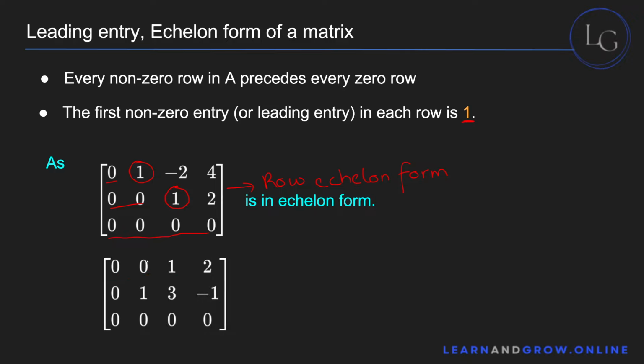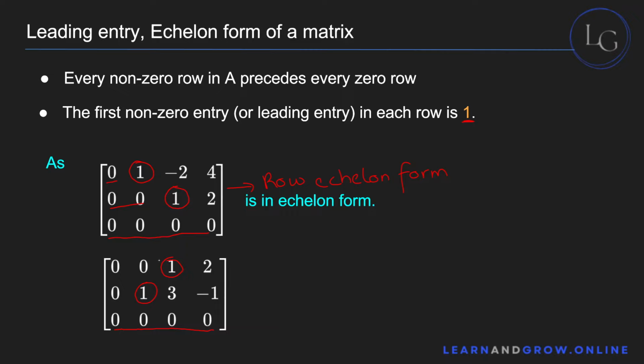See this example here. You can see that the leading entry here is 1, and the leading entry here is 1 as well. So the third condition is fulfilled. The second condition is that the zero row must be at the end, and that is indeed the case here as well. But remember the first condition.